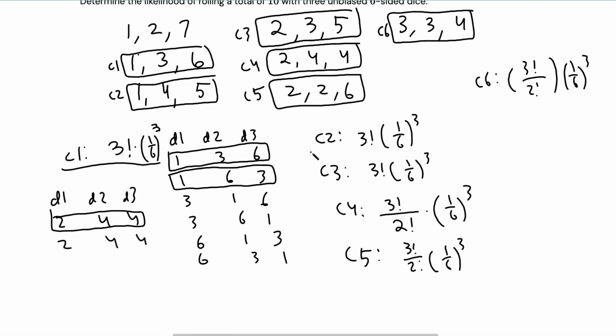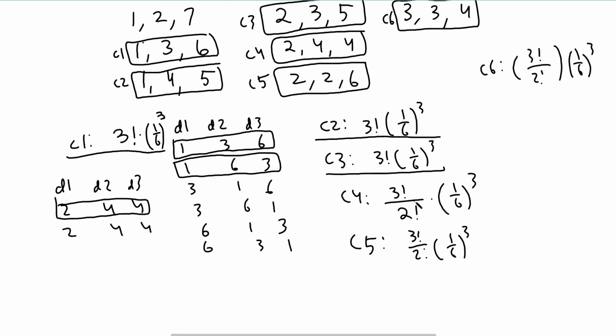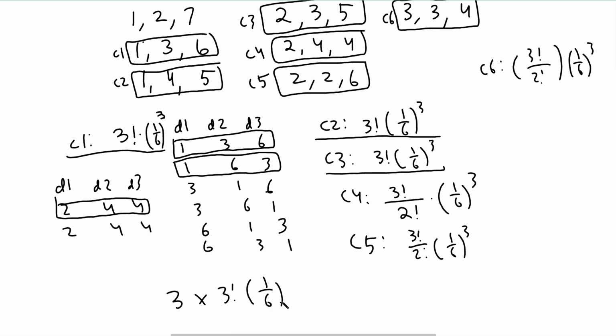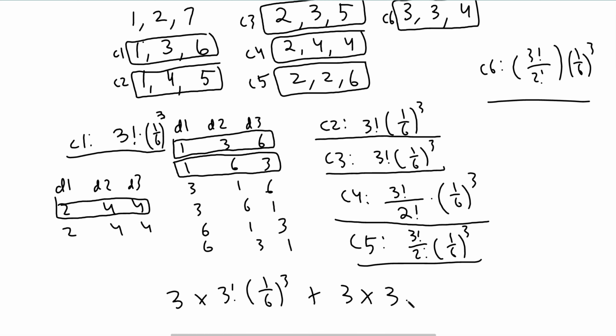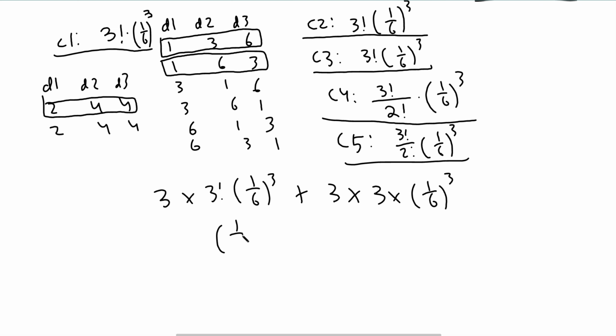Case 1, case 2, case 3 all have the same probabilities, right? So therefore, that's 3 times 3 factorial times 1/6 to the 3rd. Plus this, and this, and this, they all have the same probabilities. 3 times 3 factorial divided by 2 factorial is just 3 times 1/6 to the 3rd. Factor out 1/6 to the 3rd. 1/6 to the 3rd times, 3 factorial is 6, so 18 plus 9 is equal to 27, divided by 6 to the third.